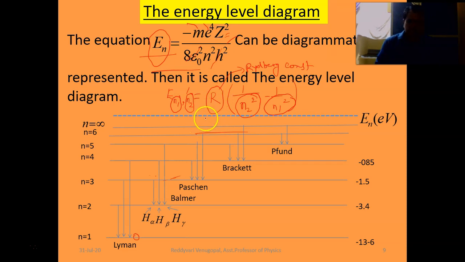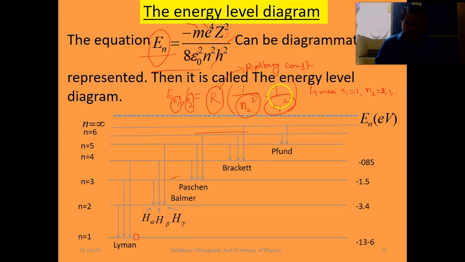Here R is the Rydberg constant. So for the Lyman series, what happens? For the Lyman series, let me explain here. N1 is equal to 1 and N2 is equal to 2, 3, 4, and so on.